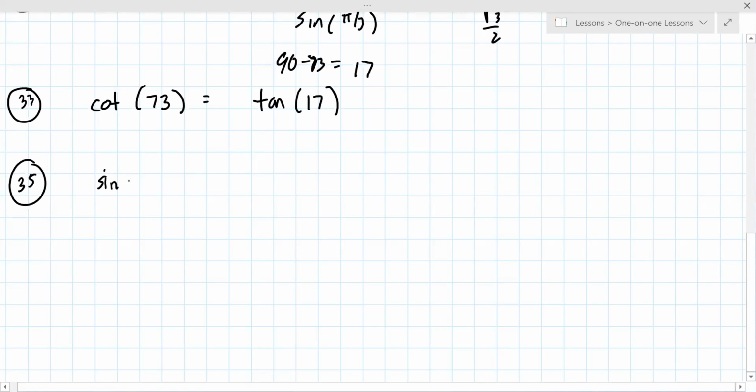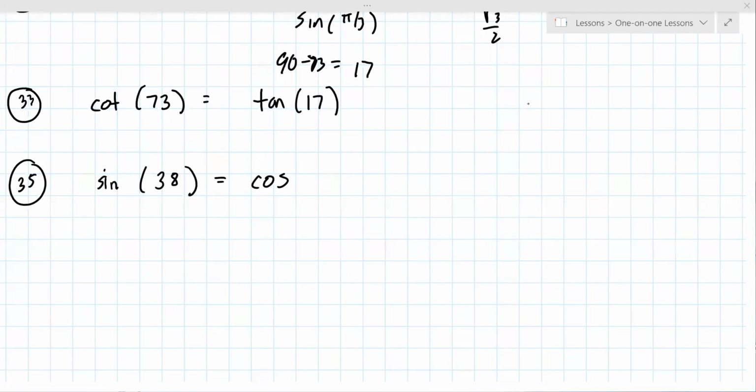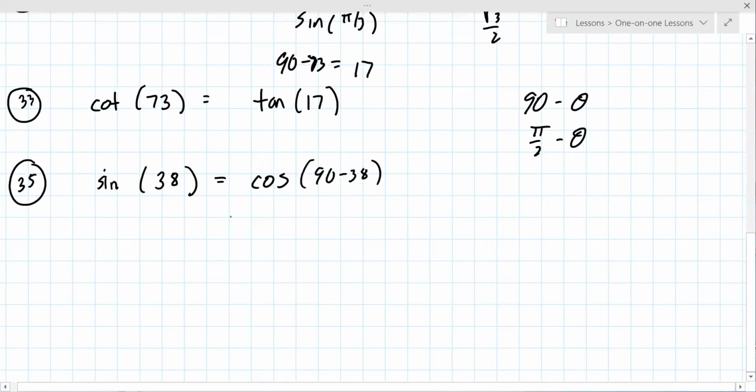On to number 35. And we got sine of 38. So the cofunction is cosine, and if you're wondering where I'm getting this, if you have that trig cheat sheet, it's on I think the second page, bottom right. It has it in radians, but it's 90 minus the angle, or pi over 2 minus the angle, whichever way you're doing it. It's still 90 minus 38 in this case, so it's the cosine of 52.